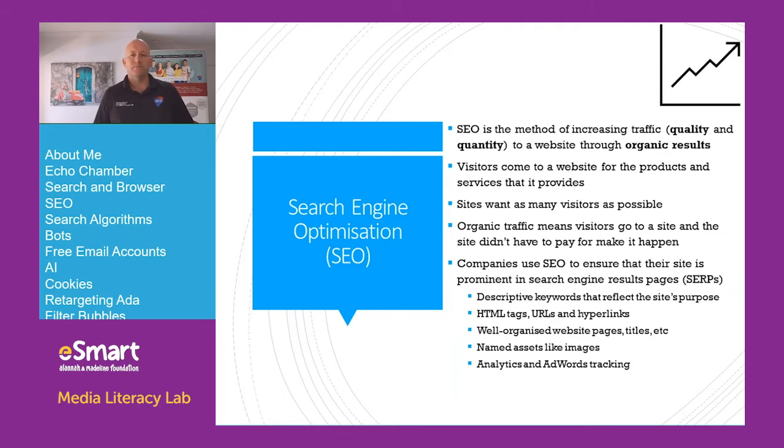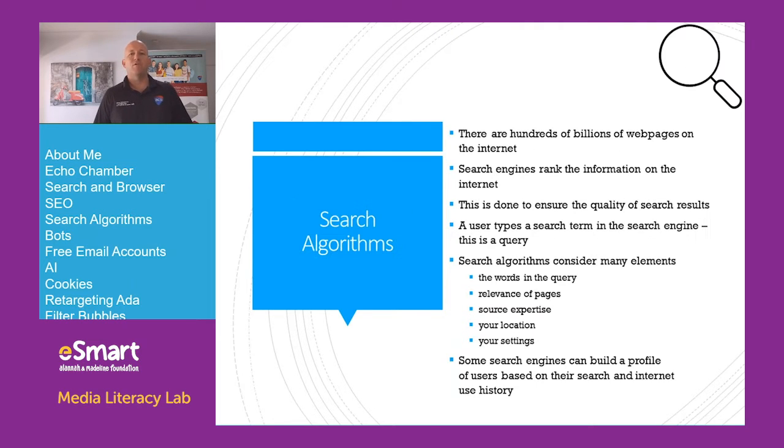Search algorithms. There are hundreds of billions of web pages on the internet. Search engines rank the information on the internet. This is done to ensure the quality of search results. When you do a search, you just don't want any web page to come up. You don't want a web page made by a 10-year-old. You want a web page made by a company or organisation that has lots and lots of expertise. A user types a search term in the search engine, and this is called a query.